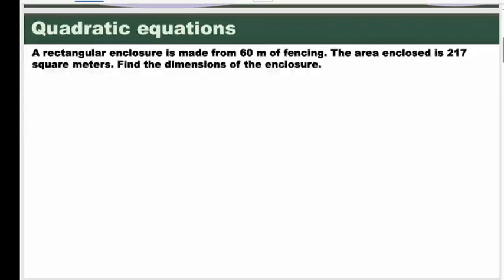Here it says a rectangular enclosure is made from 60 meters of fencing. The area enclosed is 217 square meters. Find the dimensions of the enclosure. I have a rectangular shape. That fencing is 60 meters. That means the perimeter of this shape is 60 meters.